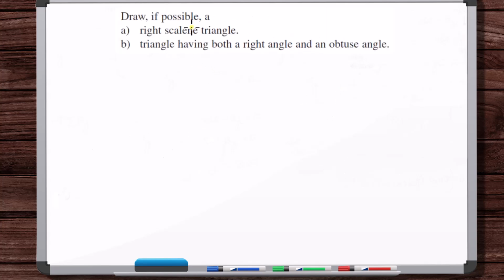Okay, draw, if possible, a right scalene triangle and a triangle having both a right angle and an obtuse angle. Well, part B is just like I mentioned for the previous problem, not possible, because how could you have a right angle and an obtuse angle? Those two angles, their sum would be greater than 180, just those two angles. So then the other angle would have to be negative. Doesn't make any sense, right? So I'm not even going to try and draw that. But the right scalene triangle, so we know what right means, but what does scalene mean?